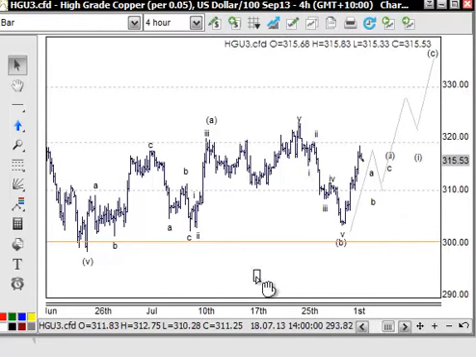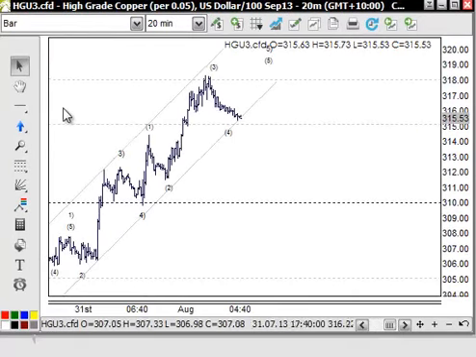So we need to change this here to an A wave here, a B wave to here, and then the C wave into this point here for the B wave here. So that's what we're looking at here. What we're going to be doing next week is tracking this up through here, and it's important because it gives us being long on BHP.